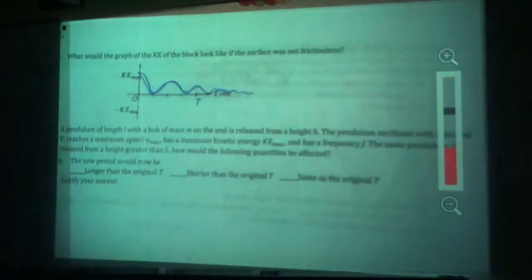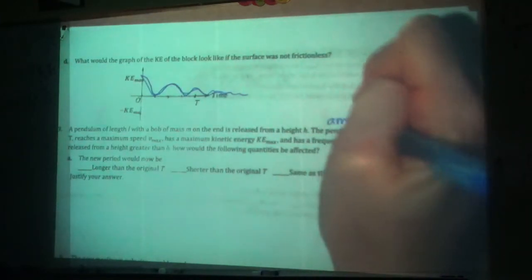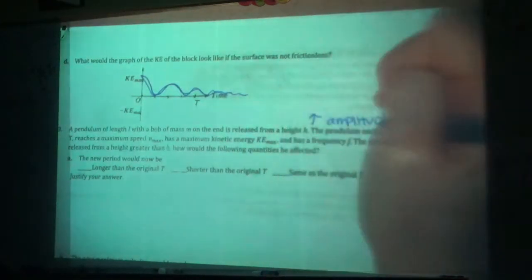The height here is how far away from the equilibrium, how high above equilibrium it's pulled up before it's released. The length has not changed at all, right? You would have to literally cut your pendulum in order for the length to change. Okay, so we are changing only the amplitude. So you're increasing the amplitude and everything else is staying the same.